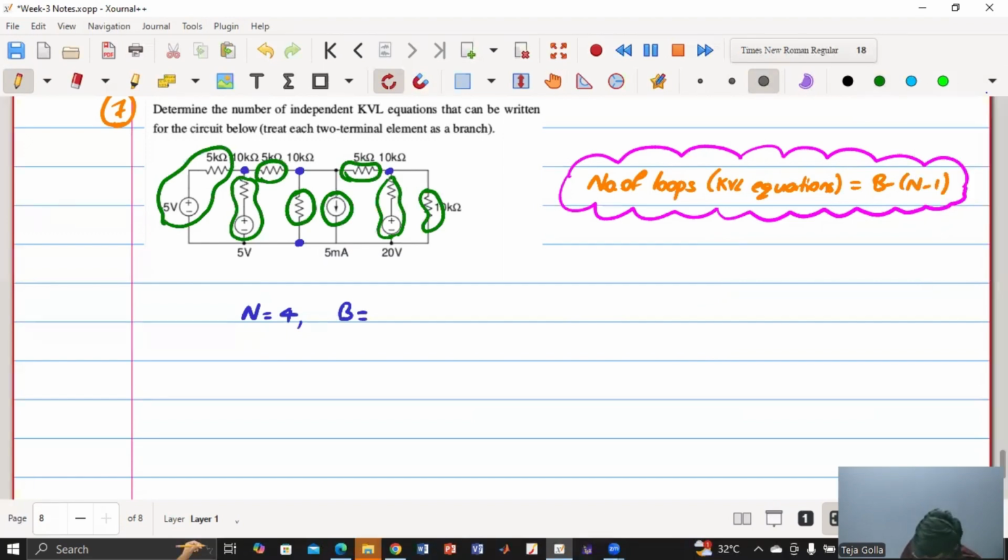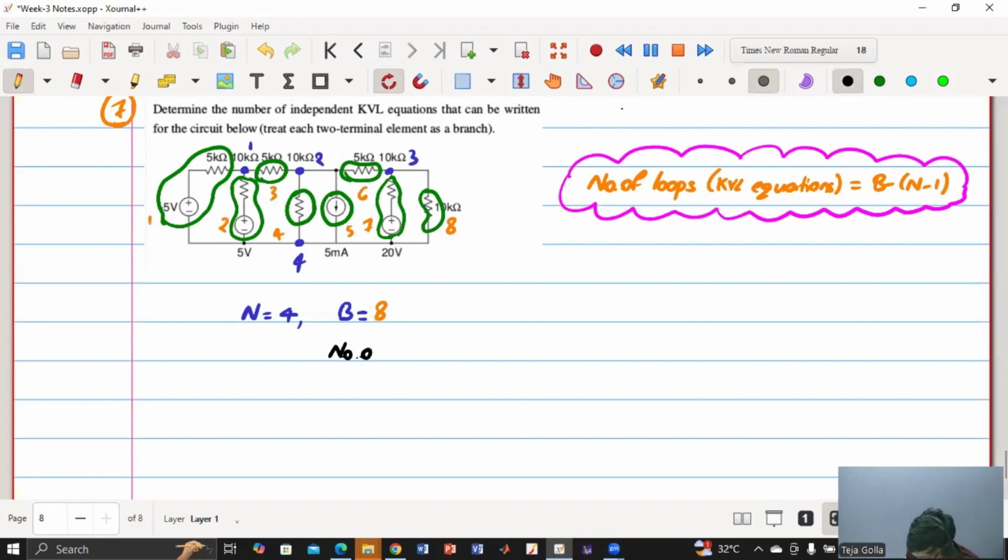Say this is one node, two node, three node, four node. So how many branches are there? Eight. Someone said four, but there are eight branches: one, two, three, four, five, six, seven, eight. Eight branches. So now can someone tell how many KVL equations there are?